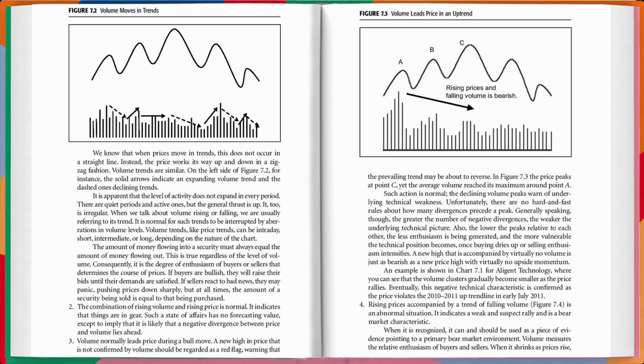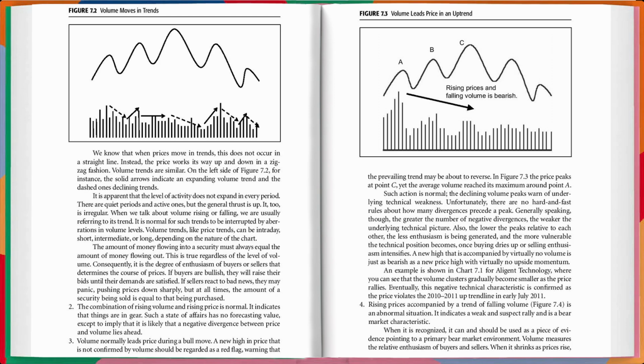Volume trends are similar. On the left side of Figure 7.2, for instance, the solid arrows indicate an expanding volume trend and the dashed ones declining trends. It is apparent that the level of activity does not expand in every period. There are quiet periods and active ones, but the general thrust is up. It, too, is irregular. When we talk about volume rising or falling, we are usually referring to its trend. It is normal for such trends to be interrupted by aberrations in volume levels. Volume trends, like price trends, can be intraday, short, intermediate, or long, depending on the nature of the chart.